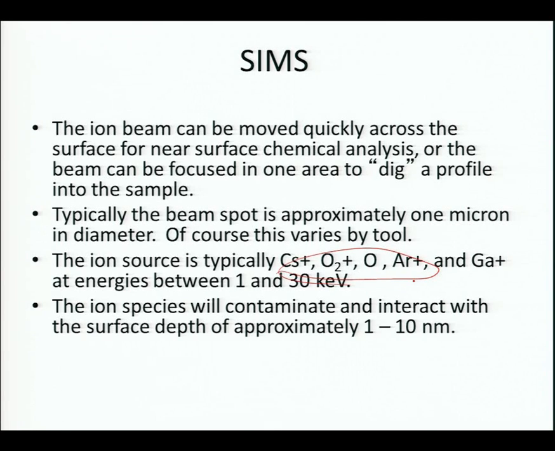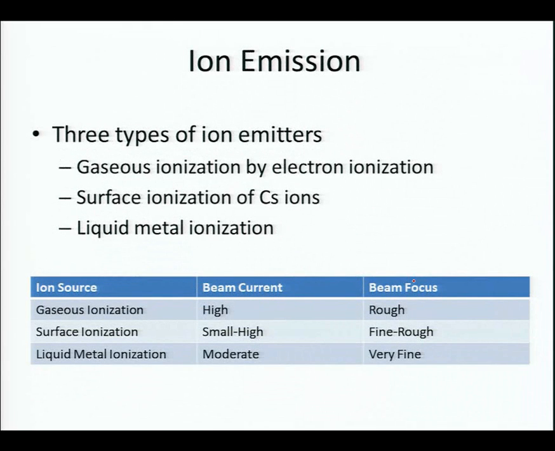So the ion species will contaminate and interact with the surface depth of approximately 1 to 10 nanometers. And again, that information, the ions, the initial ions, the ion source, has to be removed from the reading. So there's 3 types of emitters basically in most systems. There's gaseous ionization by electron ionization. There's surface ionization of CS ions, and there's liquid metal ionization. So this shows the different types, and typically the beam currents that are associated with these different sources.